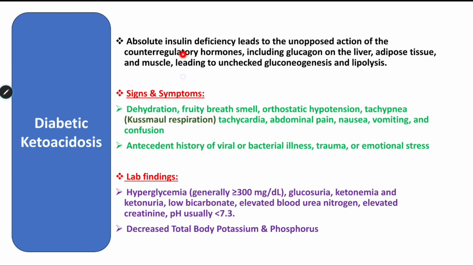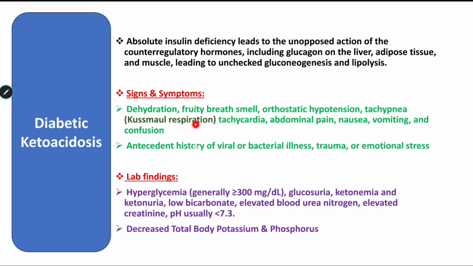So diabetic ketoacidosis is seen in type 1 diabetics. There is absolute insulin deficiency and unopposed action of counter-regulatory hormones on liver, adipose tissue and muscle, which leads to unchecked gluconeogenesis and lipolysis. And there is dehydration, fruity breath smell because it is ketoacidosis, there is ketosis, orthostatic hypotension, tachypnea. The breathing in diabetic ketoacidosis is called Kussmaul respiration. The patient is seen with short, deep, rapid breaths, which are characteristic of diabetic ketoacidosis.